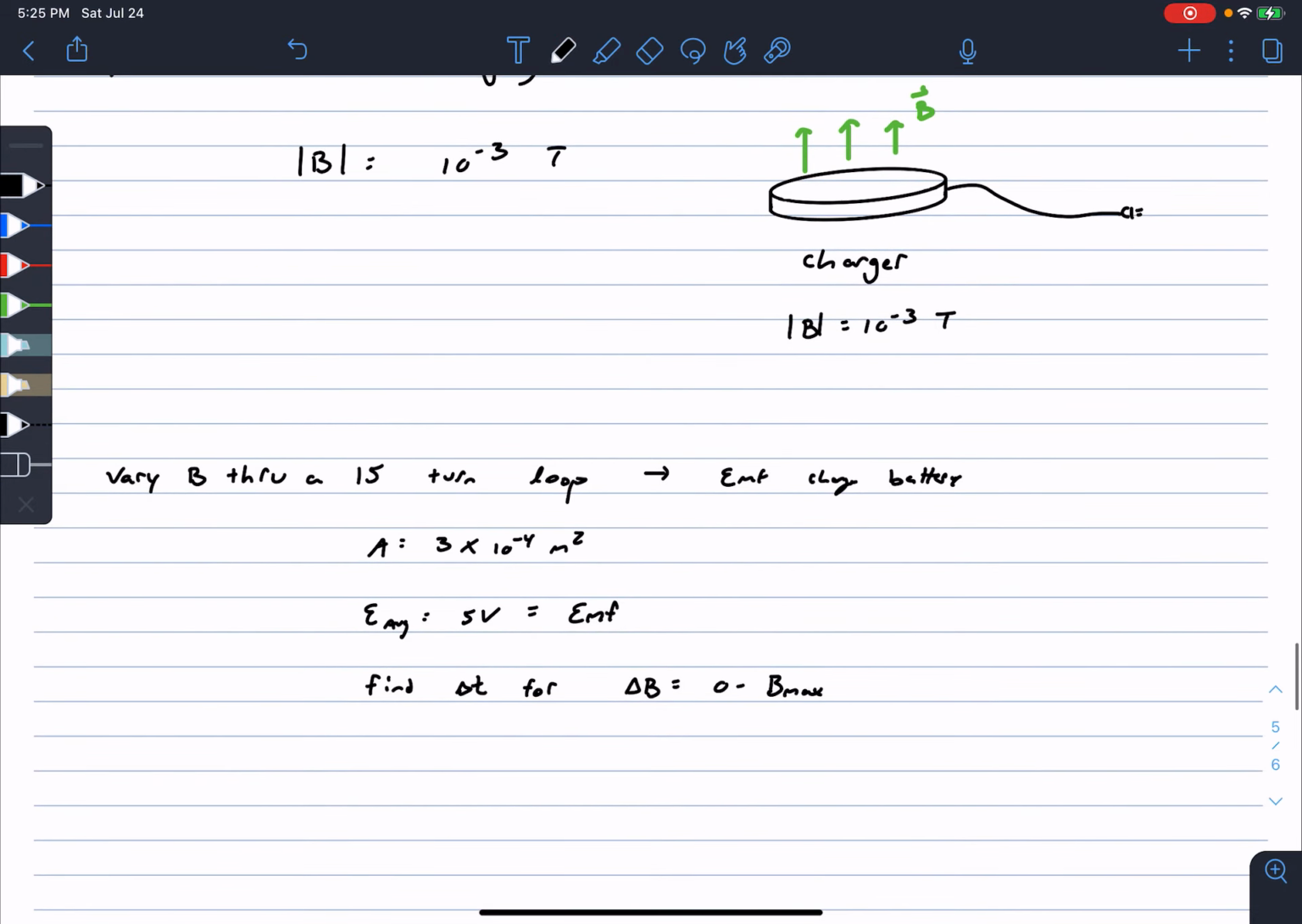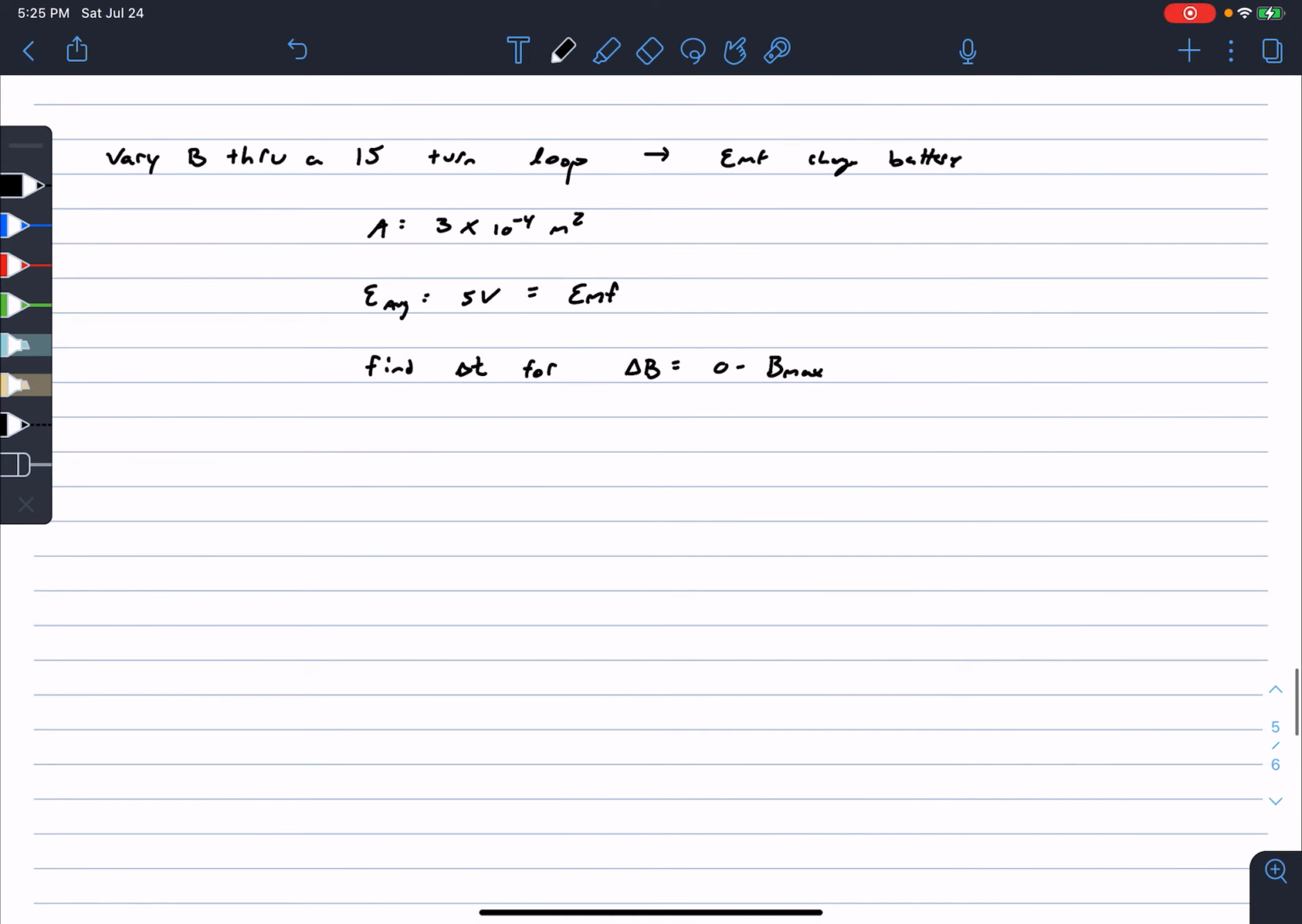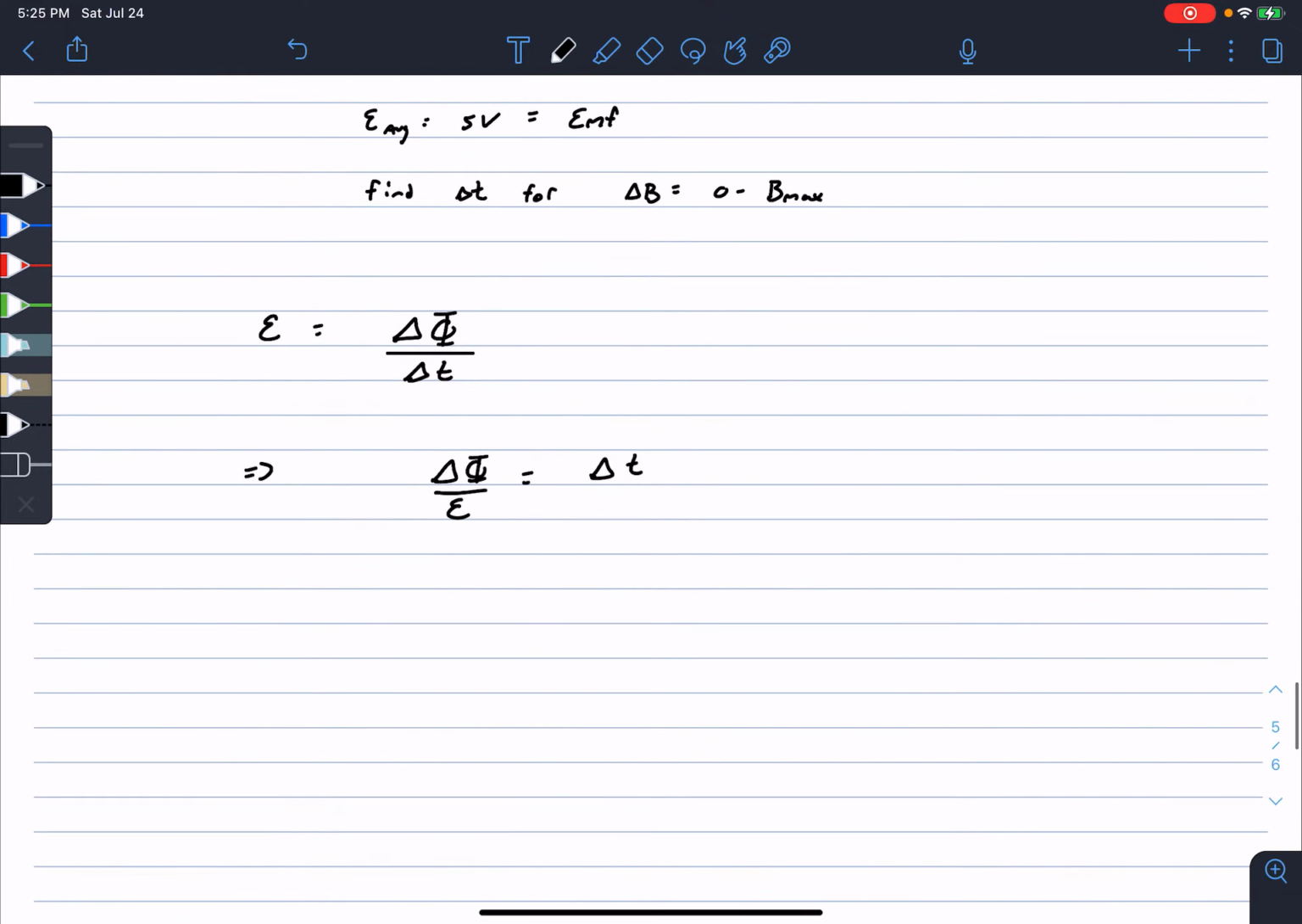Okay, so pretty much we're asked to find how much time it takes to go from the maximum to 0 for the B field. And we're given an EMF. Let's remember that this is the change in the flux over the change in the time, and we're actually asked to find the change in the time. So let's just rearrange this right away. Change in the flux over the EMF is equal to the change in time.